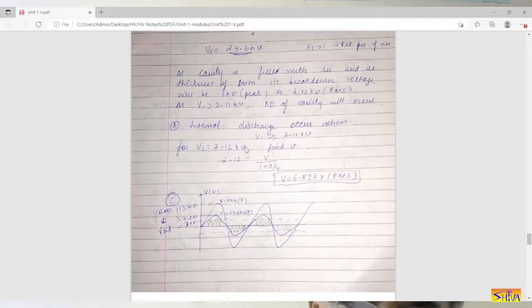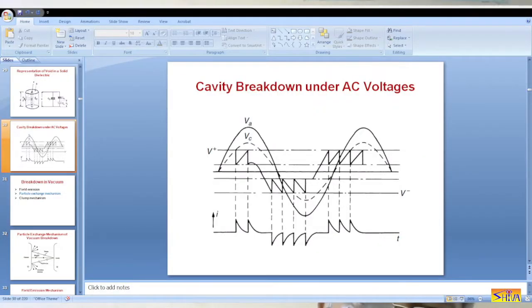Now the third part: I will show the corresponding waveforms. So these are the waveforms. The nomenclature is slightly different. So this is the applied voltage, which is 80 kV RMS. This is the voltage appearing across the cavity that we obtained, around 24 kV. V is the inception voltage. For this cavity, we obtained this as 2.12 kV RMS. On the negative side, this will also be 2.12 kV.